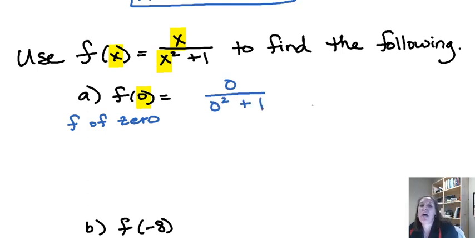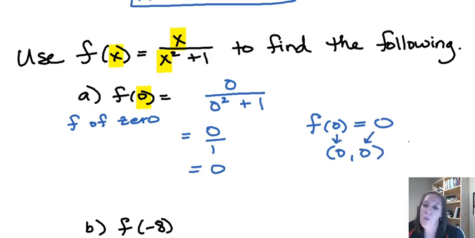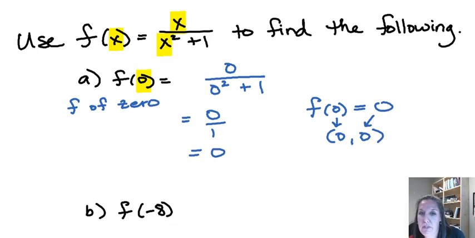So our function f of x equals x over x squared plus 1 becomes 0 over 0 squared plus 1, and that simplifies to just 0 over 1 or 0. And so we get f of 0 equals 0, and what that's telling us is that the graph of this function goes through the origin (0, 0). We get our x value and our y value on that graph.